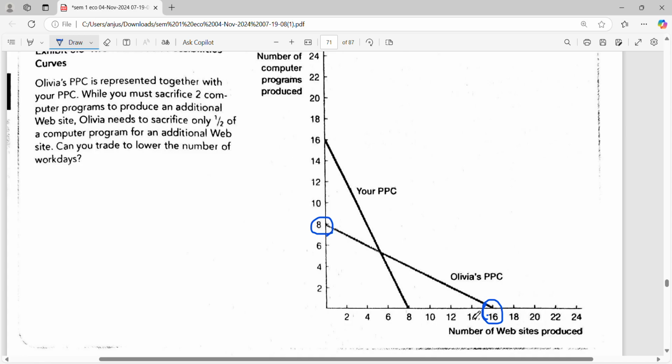Okay, so while you must sacrifice 2 computer programs to produce 1 additional website, Olivia needs to sacrifice only 1/2 of a computer program for an additional website. Okay.